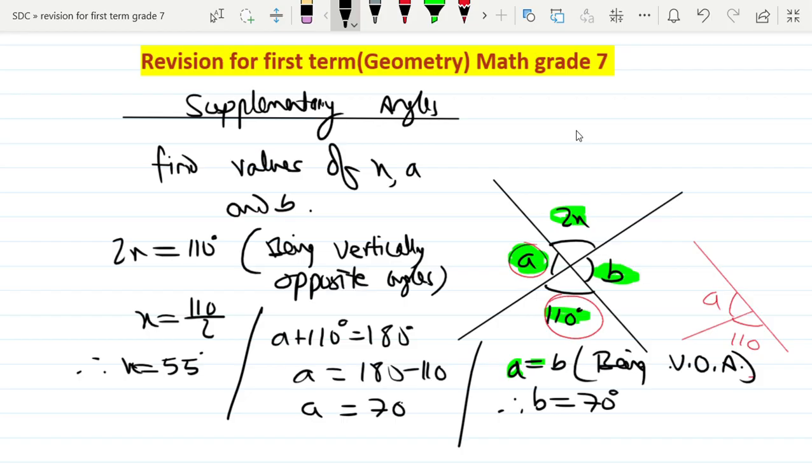This way we can understand the concept and application of vertically opposite angles, complementary and supplementary angles, and angles on a straight line. These are the things which are very basic for grade 7 math of geometry for the first time.